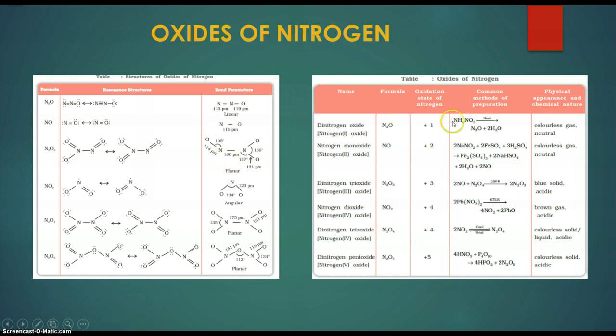Now, the preparation processes of N2O, NO, NO2 and N2O4 I have mentioned here. N2O is prepared by heating ammonium nitrate. NO is prepared by treating sodium nitrite solution with ferrous sulfate solution in presence of H2SO4, and NO2 and N2O4 are prepared in the following processes, right?